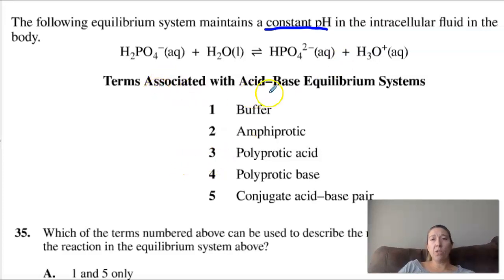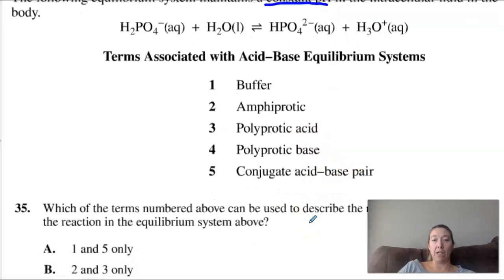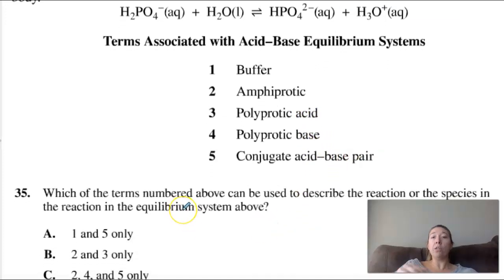Okay, so terms associated with acid-base equilibrium systems. We have buffer, amphiprotic, polyprotic acid, polyprotic base, and a conjugate acid-base pair. It says, which of the terms numbered above can be used to describe the reaction or the species in the equilibrium system above. Okay, so term 1, buffer. Yes, this is a buffer, right? The question told us it resists changes in pH.